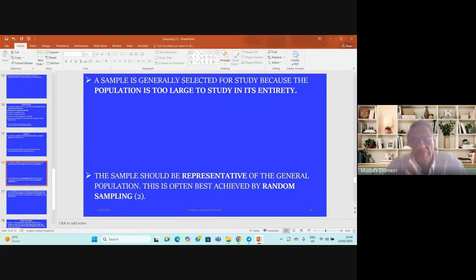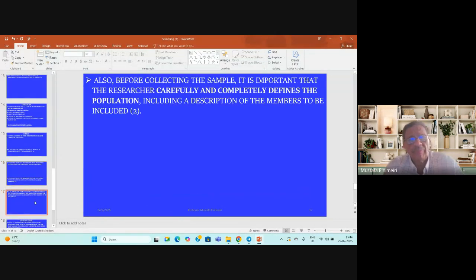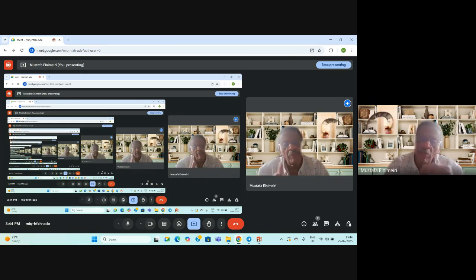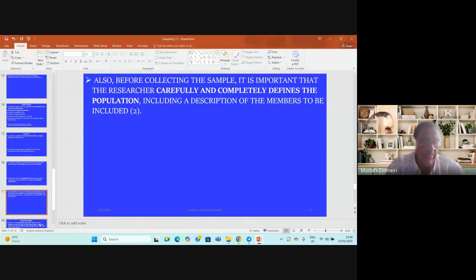This is best achieved through random sampling techniques, as we'll come to discuss in later videos about the sampling techniques. Also, before collecting the sample, it's important that the researcher carefully and completely define the population. It's very important to define the population so that you can draw the sample properly. You have to define exactly the population: school children, medical doctors, nursing staff employed in a certain hospital. You have to define them exactly, and to mention at least the inclusion and exclusion criteria about that population whom you are going to include and exclude.